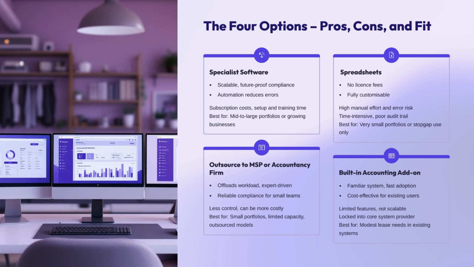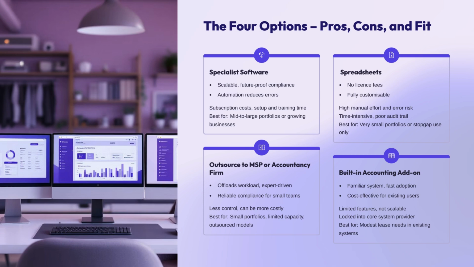Specialist software. First up, specialist software. This is the gold standard for automation and compliance. It's purpose-built for lease accounting, and it handles modifications, reassessments, discount rate changes, all the things spreadsheets tend to struggle with. It offers scale and accuracy. It reduces manual errors. But it does come with subscription costs and a learning curve. If you've got a mid to large or growing lease portfolio, this is a future-proof option worth serious consideration.